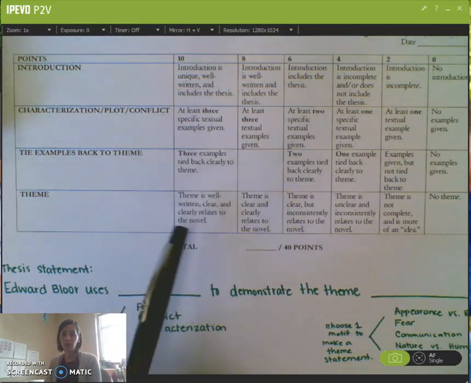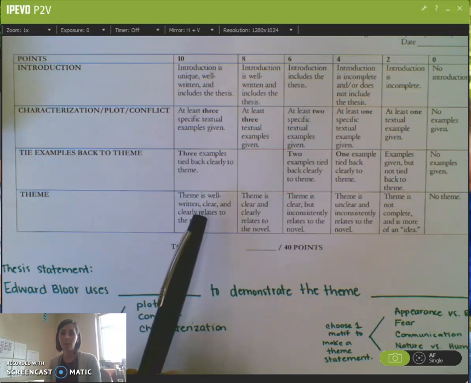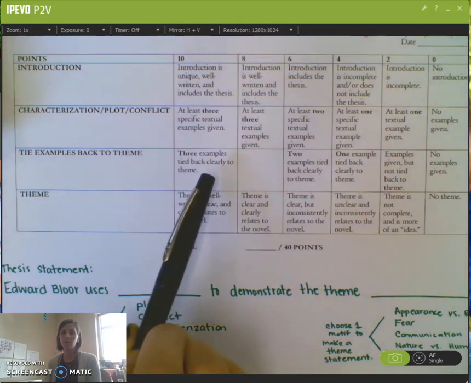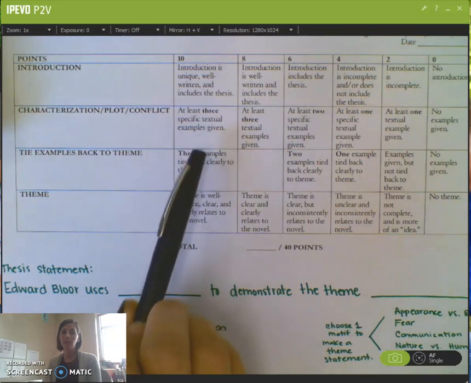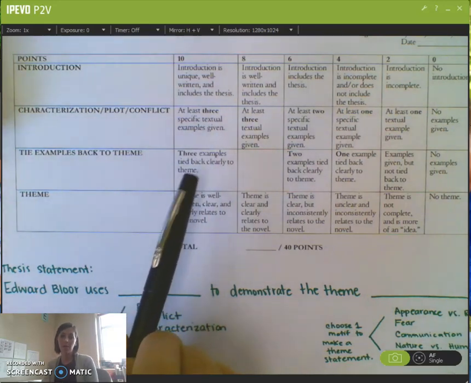So 10 points right off the bat for having a theme that makes sense for Tangerine and is really well written and clear. The rest of this is just going to be proving that theme with examples from the book.